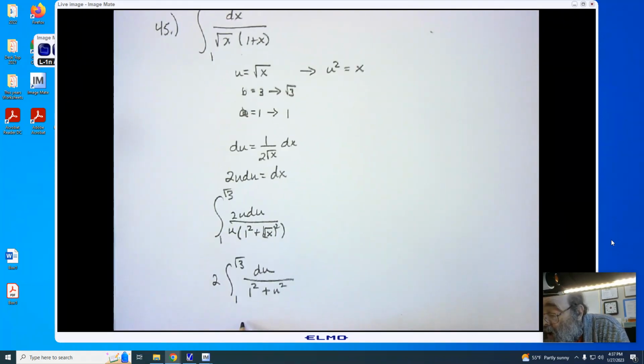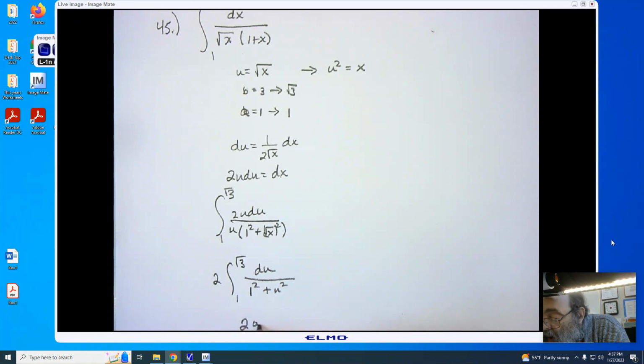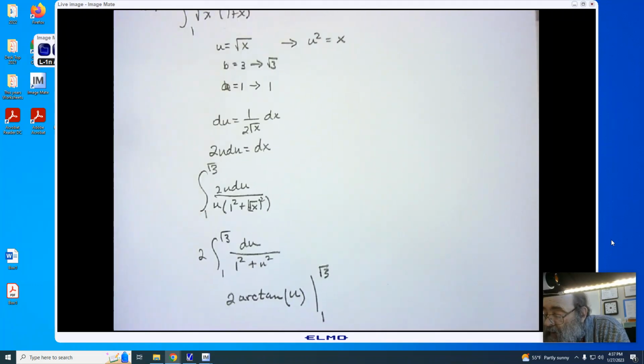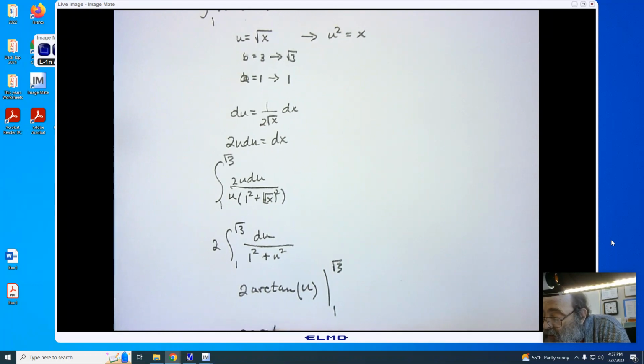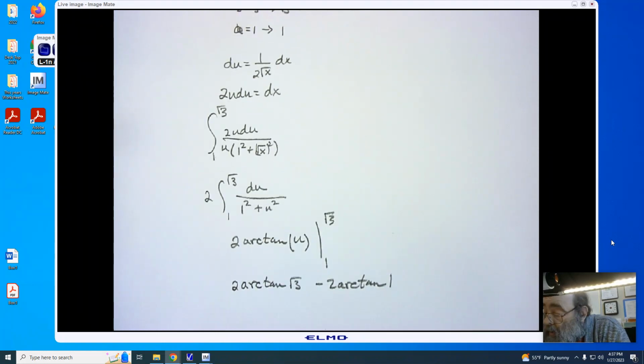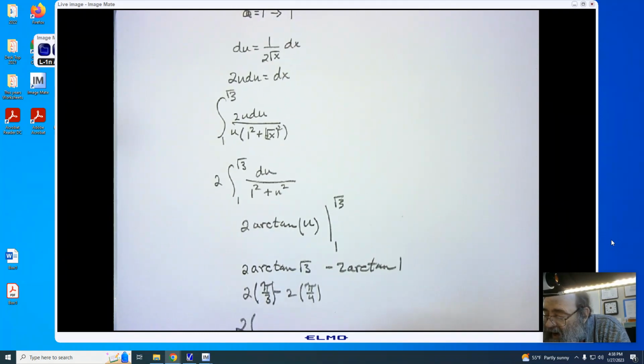This is giving me the arctangent, so I have 2 arctangent of u over 1, and I'm looking at 1 to root 3. This is giving me 2 arctan of root 3 minus 2 arctan of 1. We know that arctan of root 3 is pi over 3, so 2 pi over 3 minus 2 pi over 4, which allows me to factor out the 2 so that I have pi over 3 minus pi over 4.